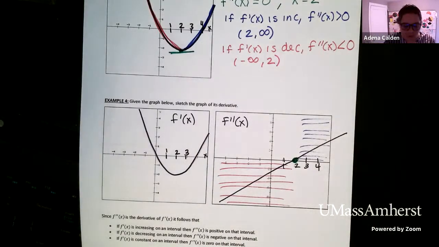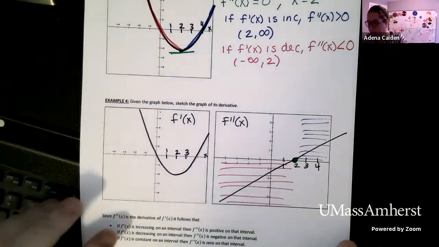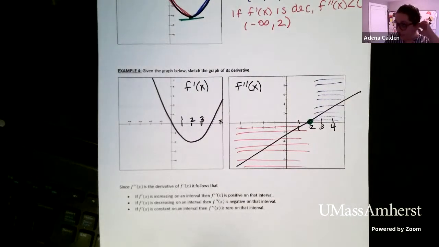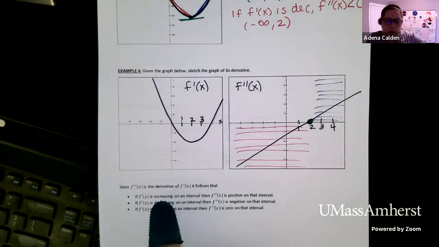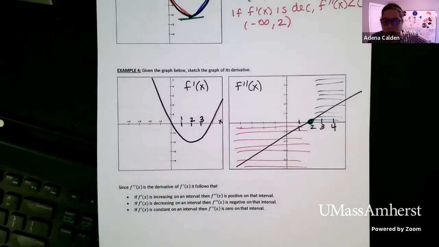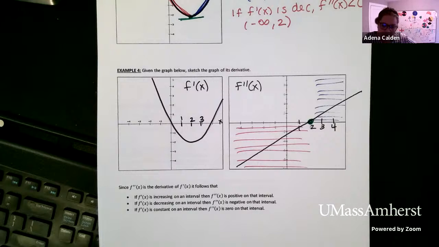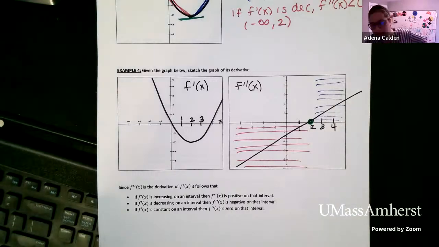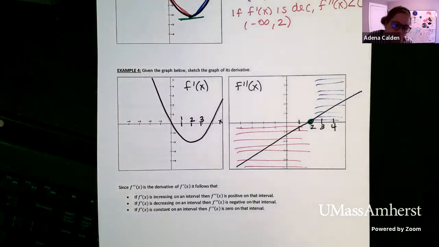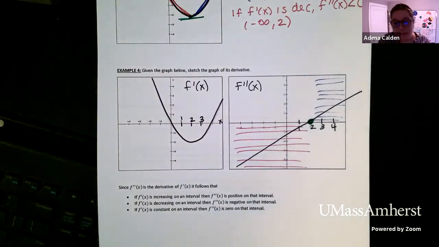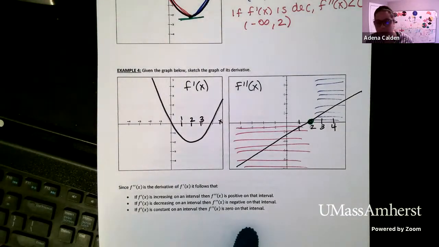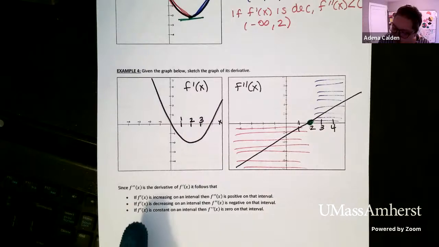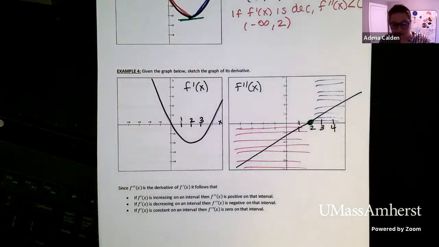So that means I now have 2 sets of statements to work from, okay? And what I'm doing is I'm bringing the relationship that I had before and applying it to the first derivative. So if the first derivative is increasing on an interval, the second derivative is positive on that interval. If the first derivative is decreasing on an interval, then the second derivative is negative on that interval. And if the first derivative is constant on an interval, the second derivative is 0 on that interval. So this is the same statements we had before, but instead of going from f of x to f prime of x, we are now going from f prime of x to f double prime of x.